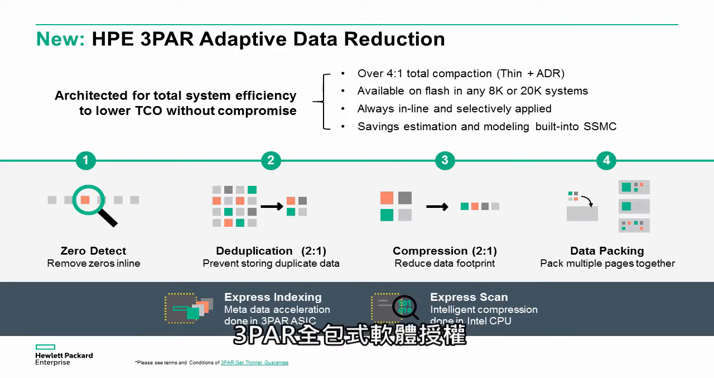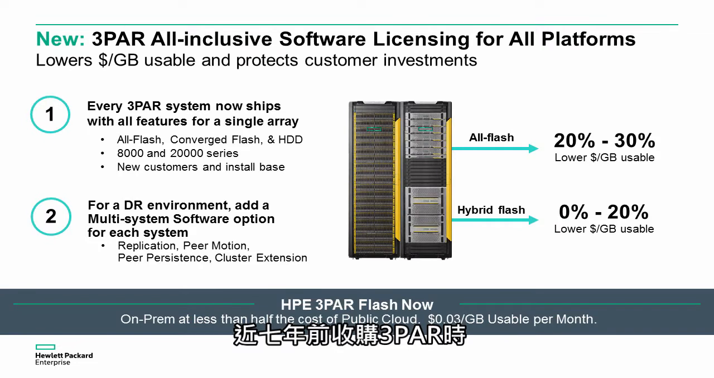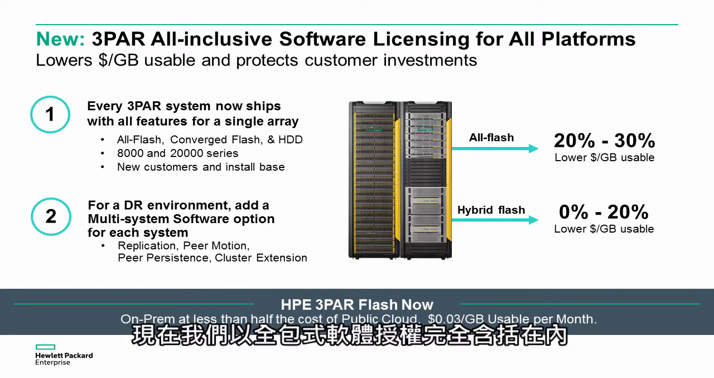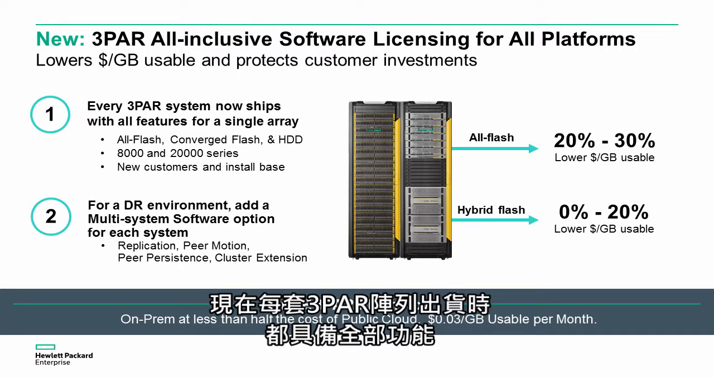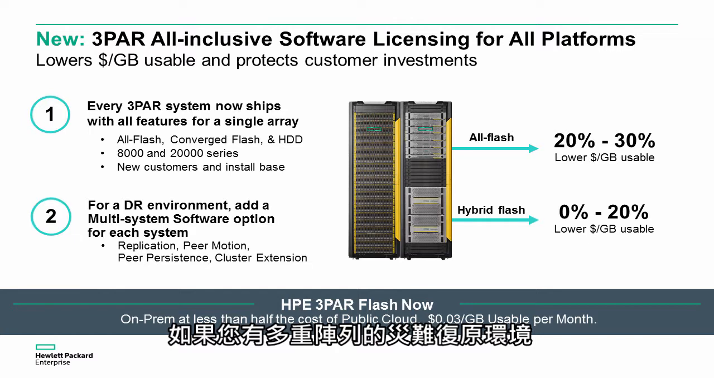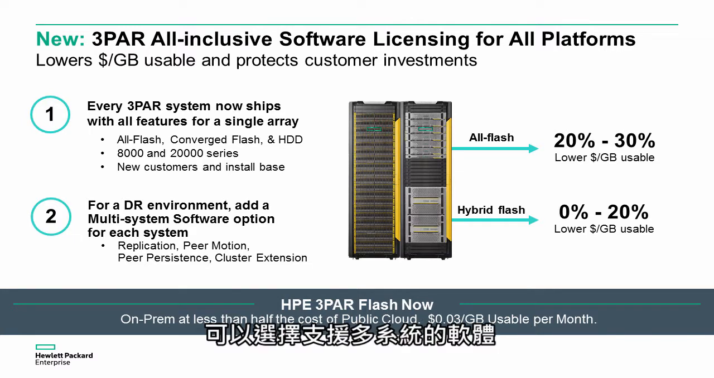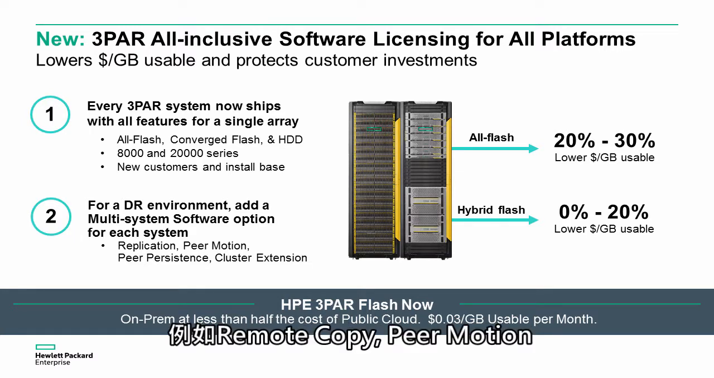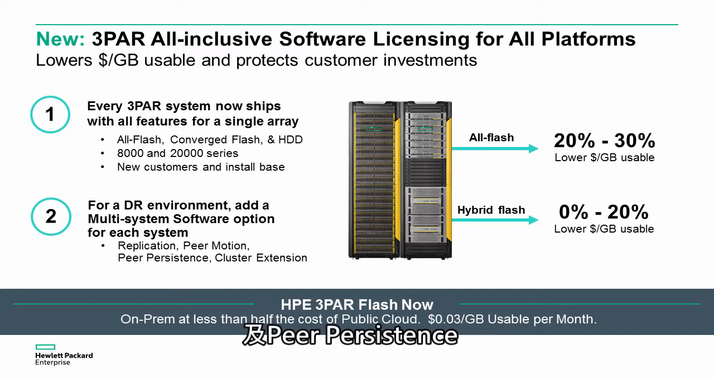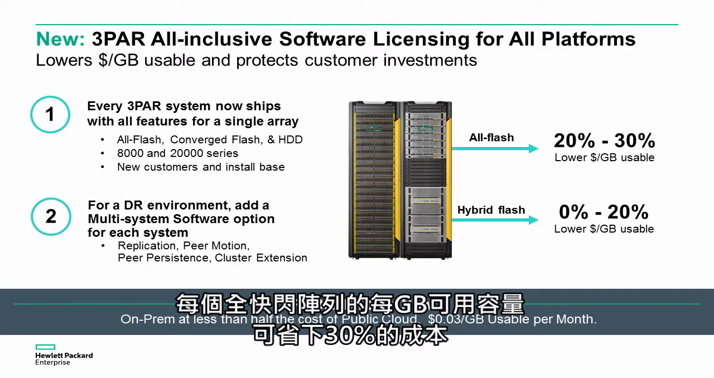There's 3PAR all-inclusive software licensing. When we acquired 3PAR nearly 7 years ago, 3PAR had about 1,200 software SKUs. 5 years ago, we significantly simplified it. Now we're taking it all the way with all-inclusive software licensing. Every 3PAR system now ships with all the features for a single array. If you have a multi-array disaster recovery environment, there's a multi-system software option, a software like Remote Copy, Peer Motion, and Peer Persistence. The result is significantly easier licensing and cost savings as high as 30% dollars per gigabyte of usable capacity for an all-flash array.